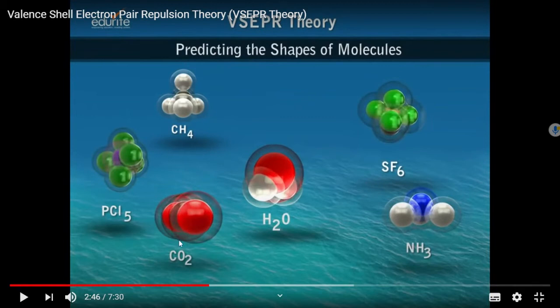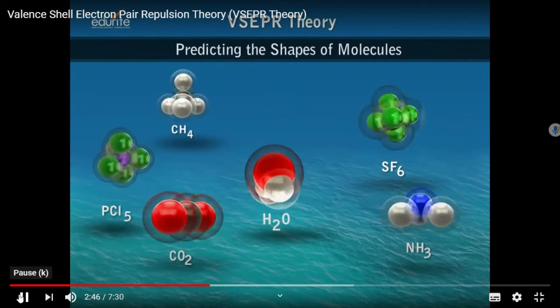And carbon dioxide has got effectively 2 bonding pairs. Now, I know they're double bonds, but I tried to mention earlier that even though they're double or triple, if they're just between 2 atoms, they're counted as 1 bonding pair for this idea of shape. So it effectively has 2 bonding pairs and nothing else. The oxygen atoms are as far apart as possible.